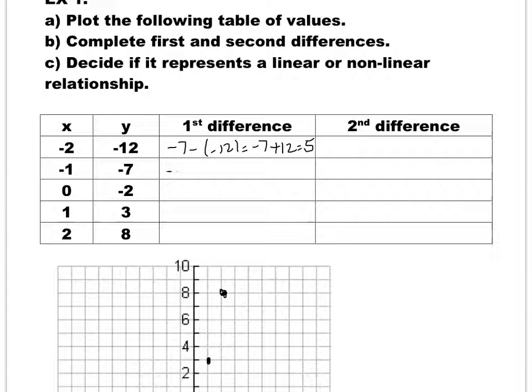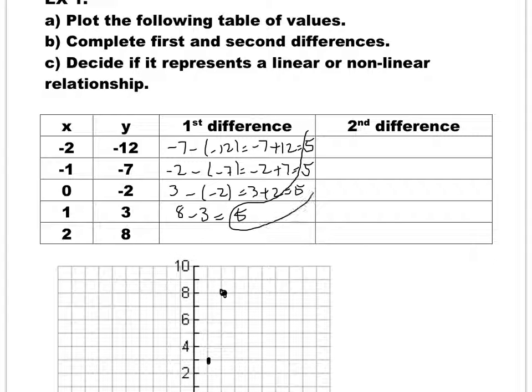The next one is negative 2 minus 7, which is negative 2 plus 7, which is 5. The next one is 3 minus 2, which is 3 plus 2, which is 5. And the last one is 8 minus 3, which is going to be 5. If you look at all these first differences, they are all equal, so this is a linear relationship.